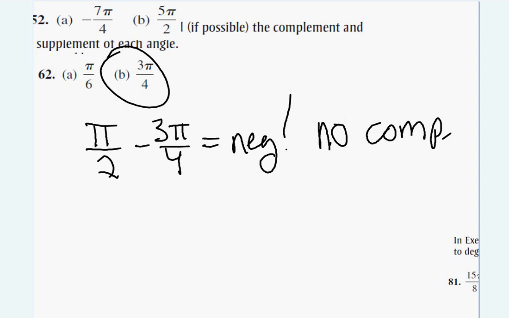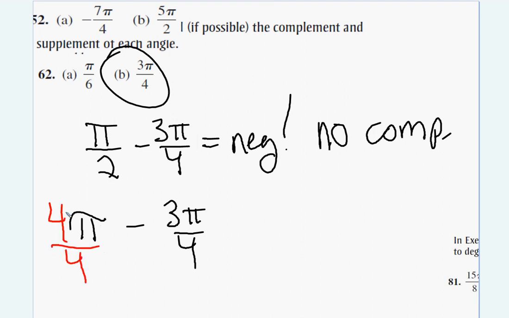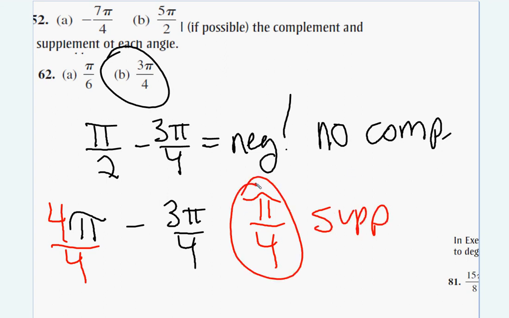No complement. But for the supplement, we're going to do 1 pi minus the given angle, 3 pi over 4. And turning 1 pi into fourths is easy. That's 4/4. 4 pi minus 3 pi is 1 pi over 4. So that is our supplement. Pi over 4 is supplementary with 3 pi over 4. Add them up, you get half a circle.